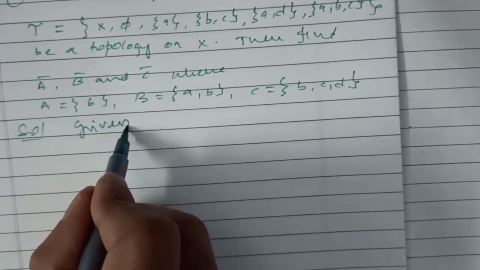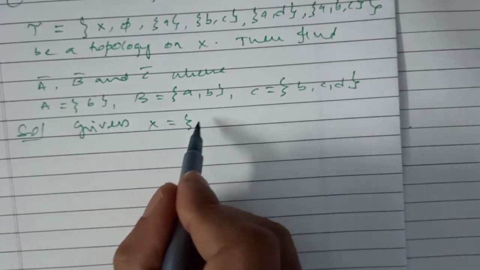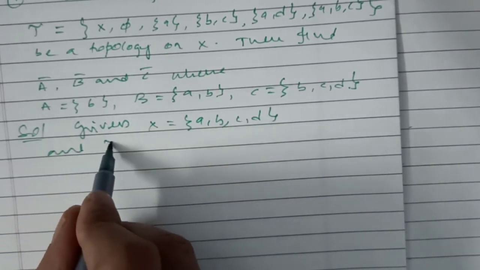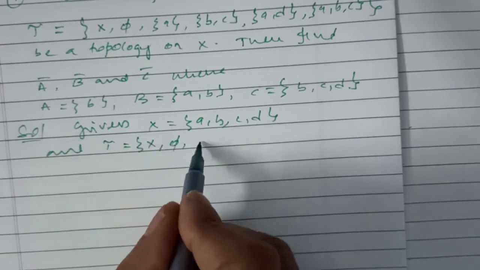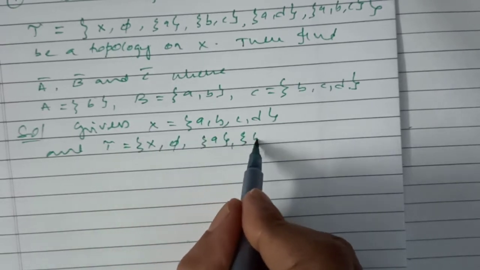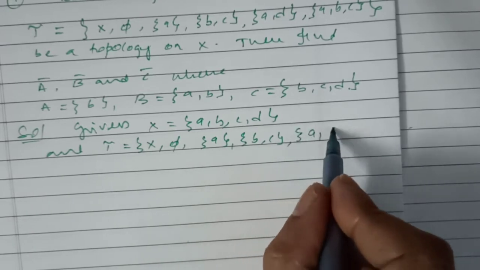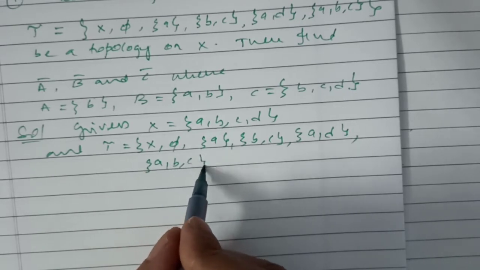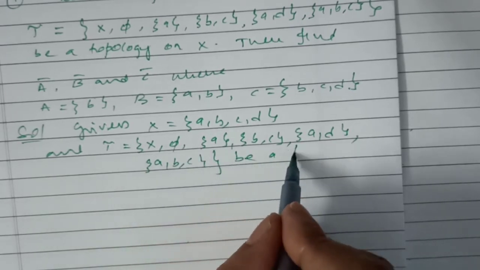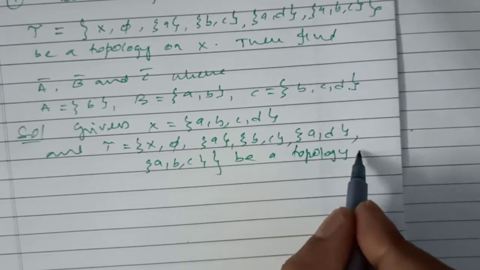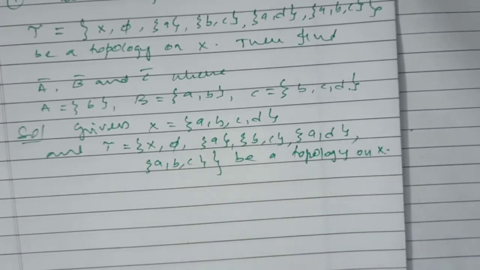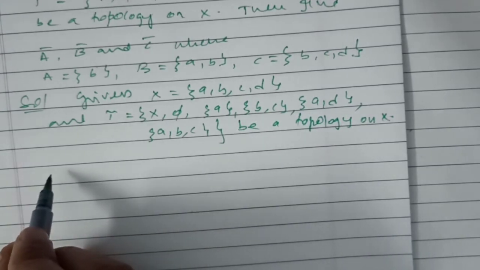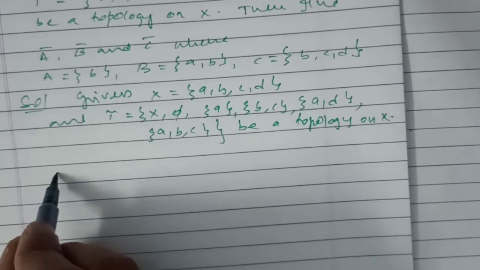Given X is equal to the set {a, b, c, d} and tau is equal to the set {X, phi, {a}, {b, c}, {a, d}, {a, b, c}} be a topology on X. This is all clear. Next, open sets.